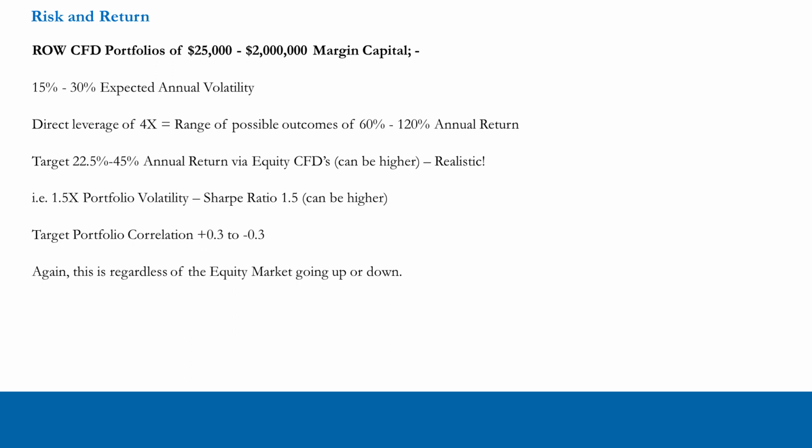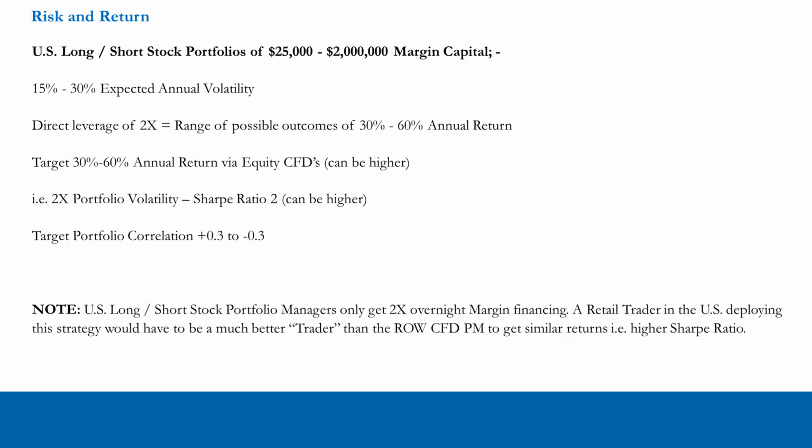Now, if we look at exactly the same portfolio, but we apply it in the US and we just have a long short stock portfolio in the US because CFDs are not available to trade in the United States. So we're looking at exactly the same portfolio, 15 to 30% expected annual volatility.